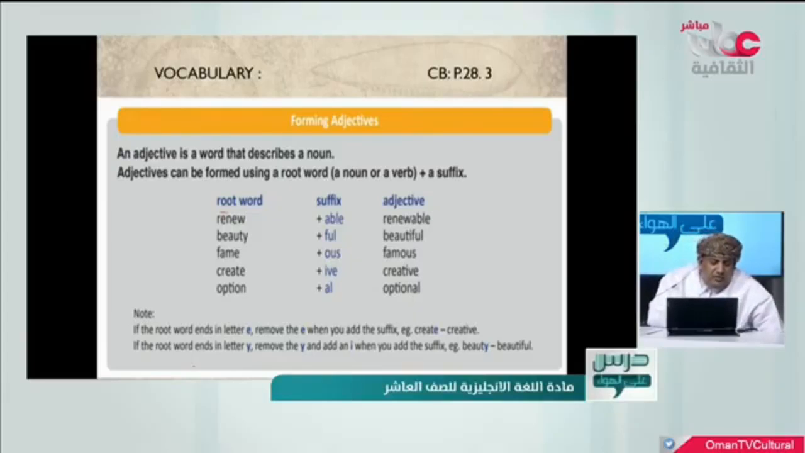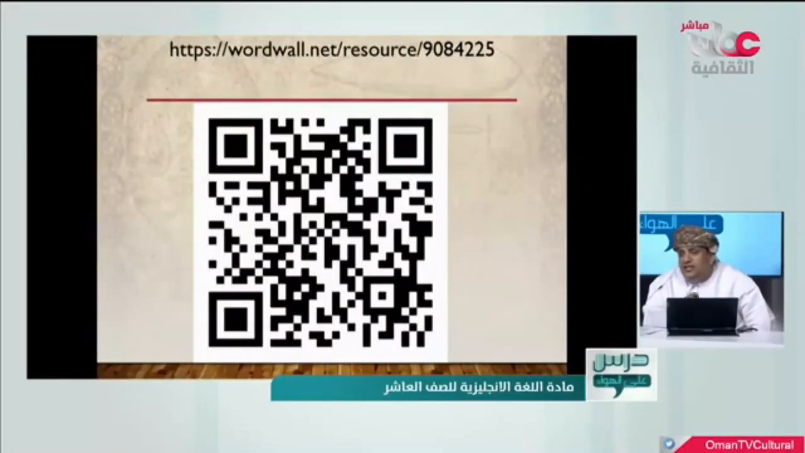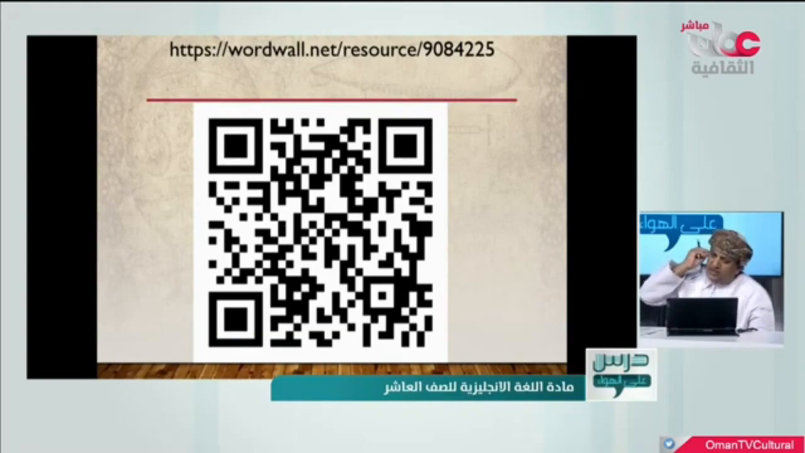Now we are going to play a game. I want you to use this website to play a game about suffixes. I will give you 10 seconds to use the QR code and go to the game. Okay? 10, 9, 8, 7, 6, 5, 4, 3, 2, 1.